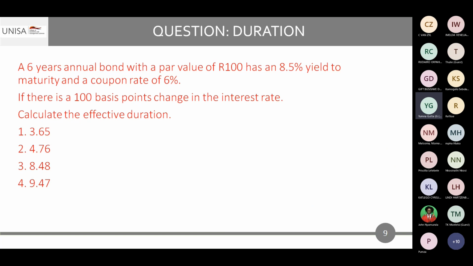Right. So here is another calculation for you to do, since you see where you went wrong. We have a 6-year annual bond with a par value of 100 Rand, an 8.5% yield to maturity and a coupon of 6%. If there is a 100 basis point change in the interest rate, please calculate the effective duration.